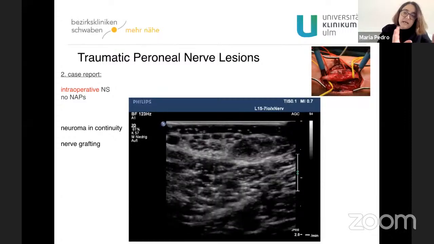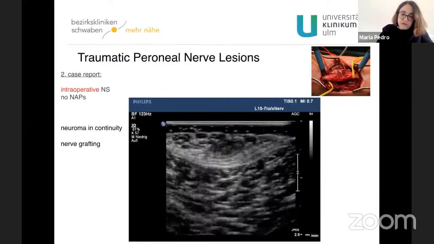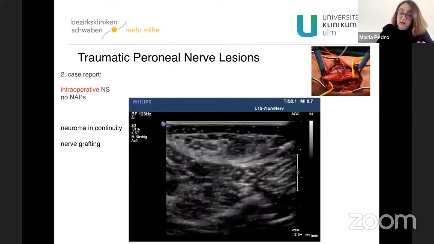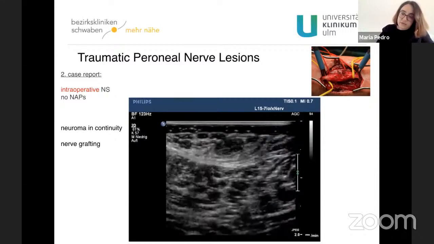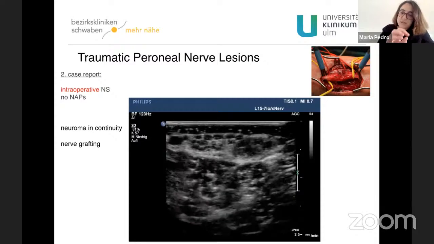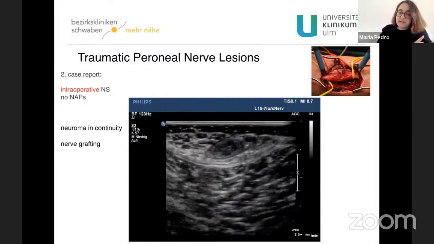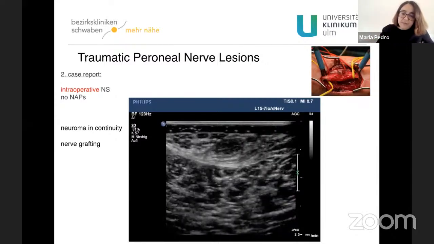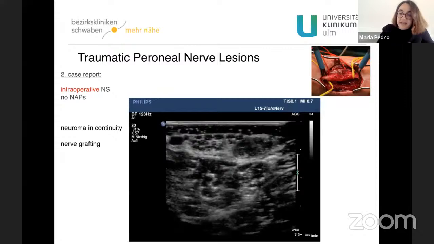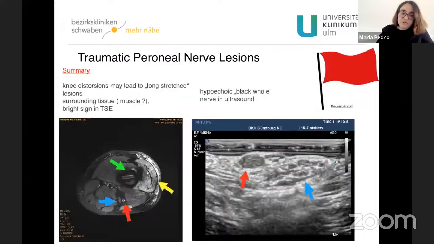Again, this was morphology. Coming up to intraoperative electrophysiology, those nerve action potentials, there was no signal at all, so I went for nerve grafting, about a distance of 13 centimeters. But this is what you see: fascicles on the tibial side and a peroneal nerve, a black hypoechoic hole. Again, some take-home messages. In summary, traumatic nerve lesions: take an MRI if you can, an MR neurography.